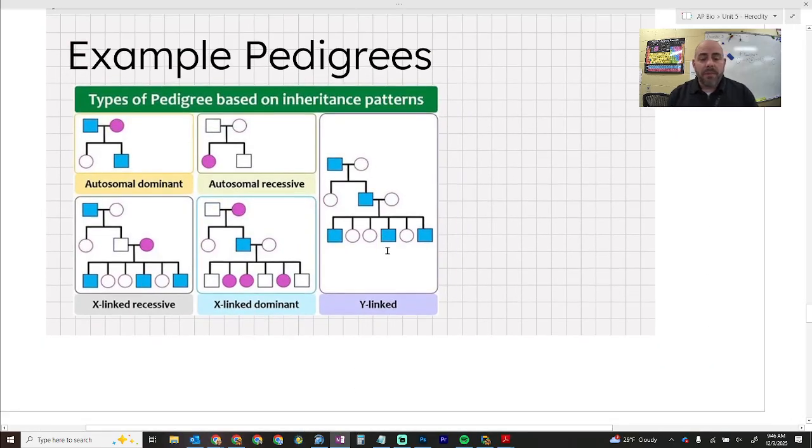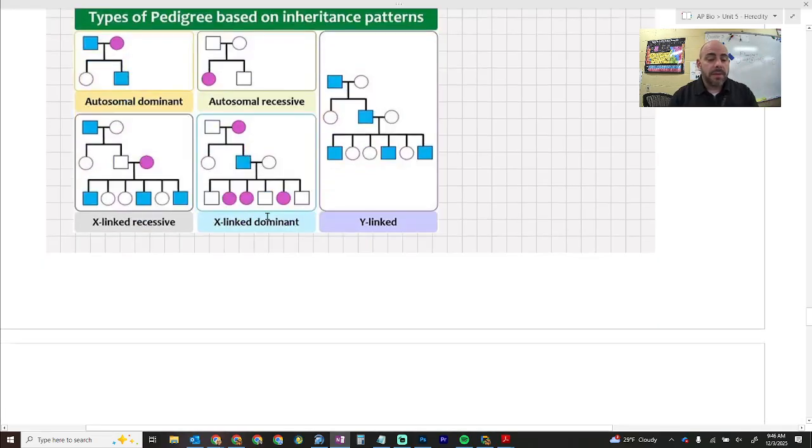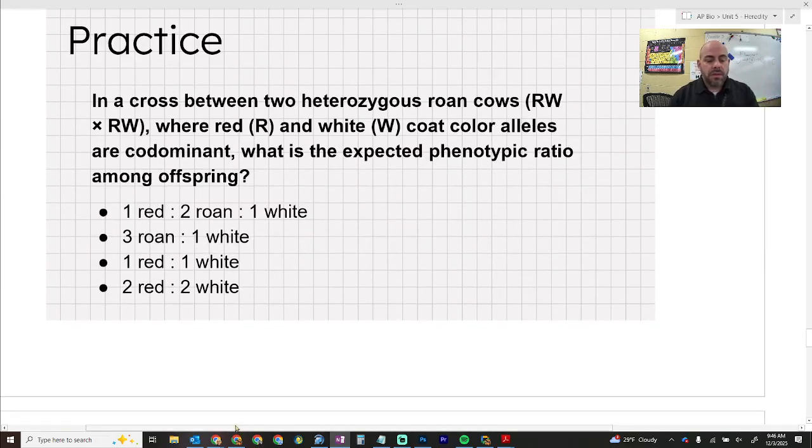So here we have some example pedigrees. You can kind of look at these and I encourage you to sort of parse through each one, maybe pause the video and look. We're not going to spend a lot of time on them, but there will be pedigrees on the exam. You will have to be able to sort of look through them and understand what's going on as you do that. All right, so let's look at a practice problem.